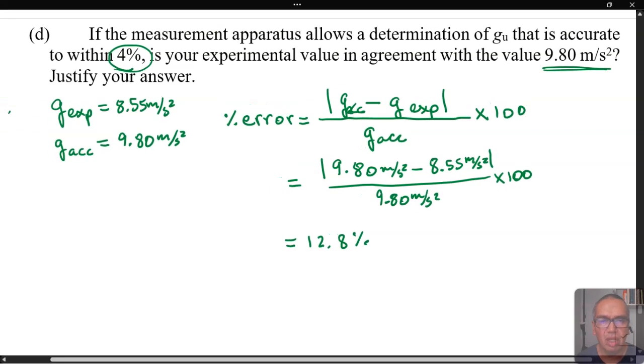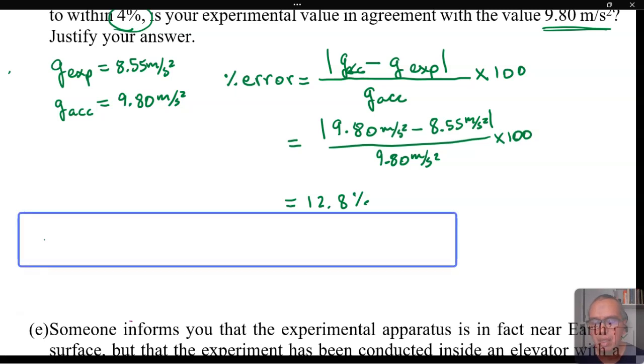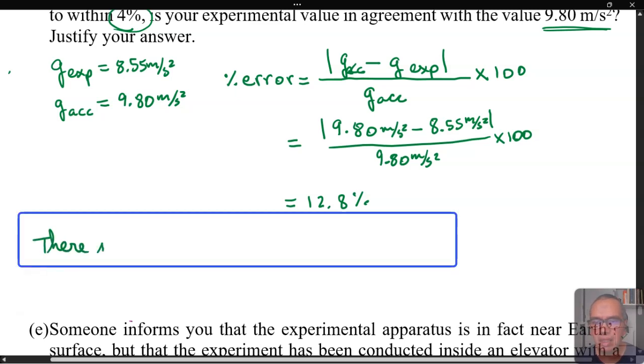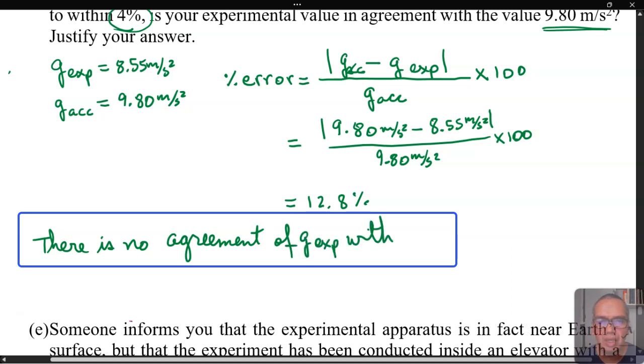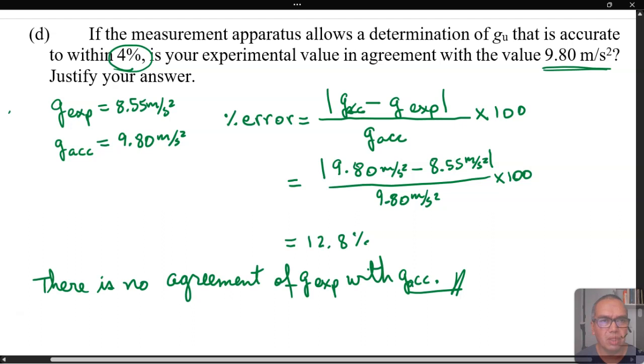12.8% error. So what you are forced to say is that no, there is no agreement, of the experimental value g exp with the accepted value 9.80 meters per second squared. So what's the reason for this disagreement?